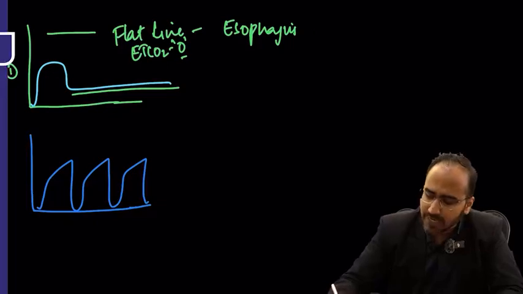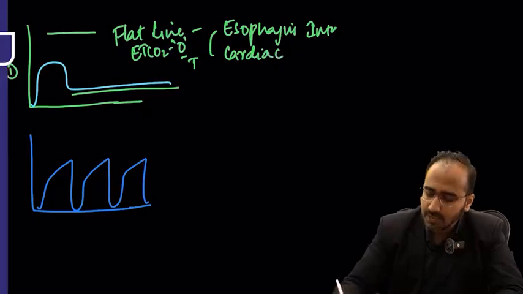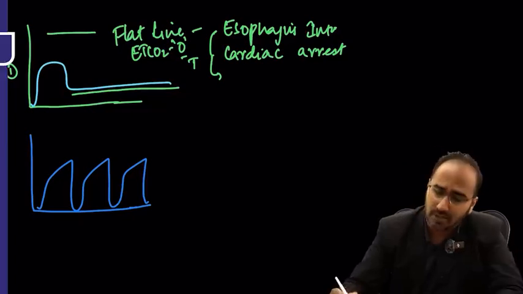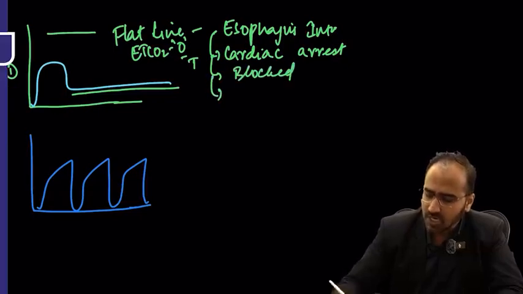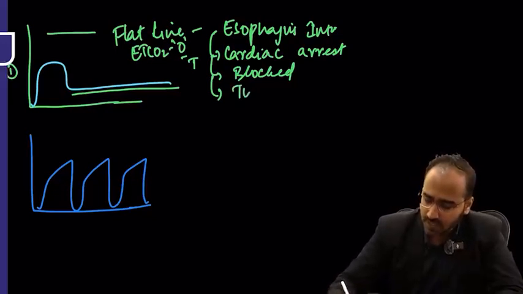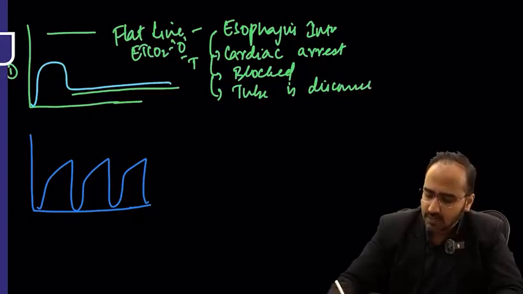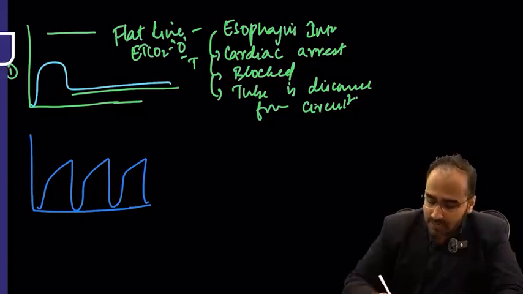So in the case of esophageal intubation, you will see this. Sometimes you might be in the trachea, but you might see this flat capnograph, as in the case of cardiac arrest. Apart from that, a flat capnograph or capnograph value of 0 can also be seen if the tube is blocked, or if the tube is disconnected from the breathing circuit. This is regarding the flat line.